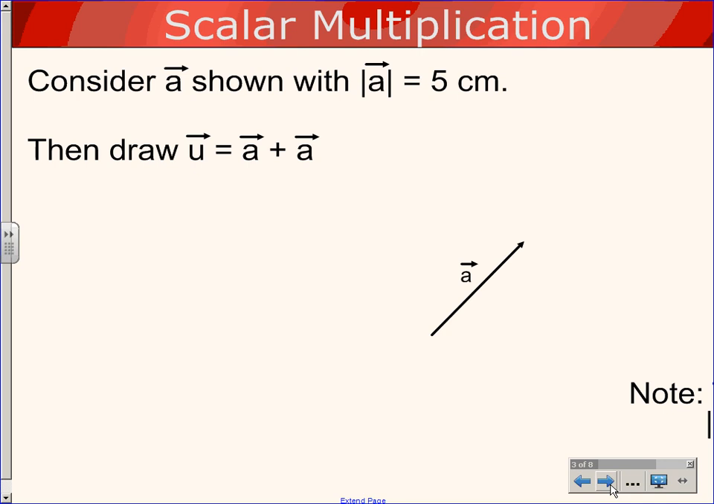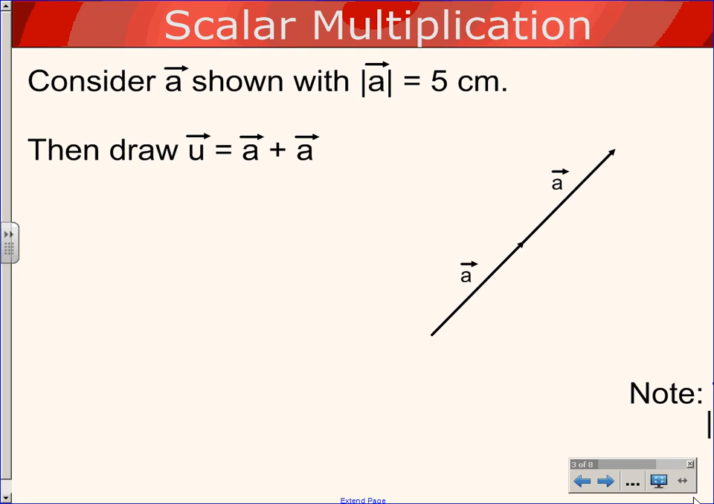I guess we're going to start with vector A, and we're going to say that vector A has a magnitude of 5 centimeters, so I've got it drawn here. What we want to draw is a new vector called vector U, which will be vector A plus another vector A. So I'm going to just grab another vector A here. And remember, they have to be aligned head to tail. So we'll put it right there. And that's created vector U.